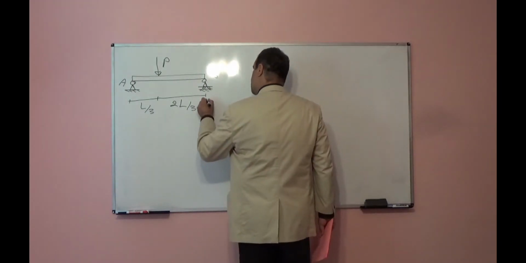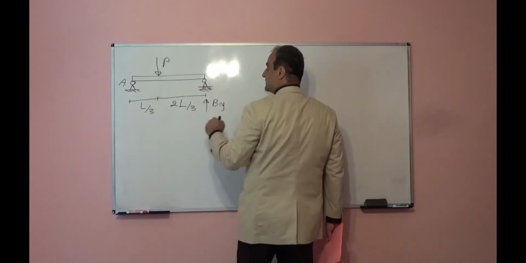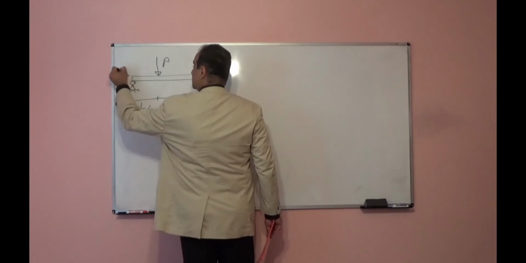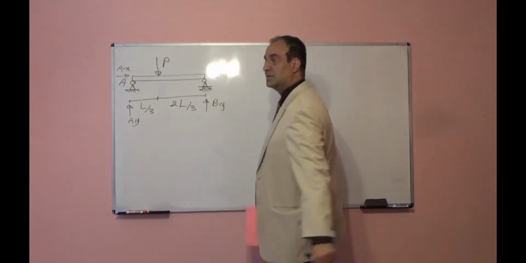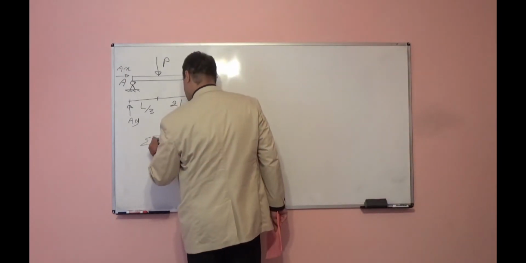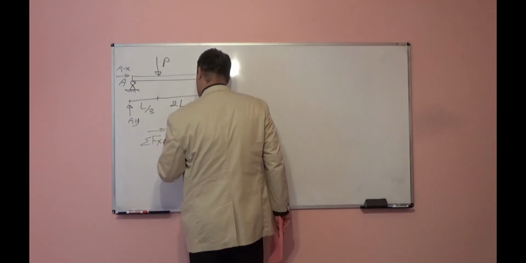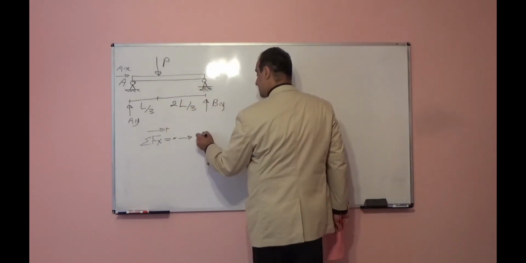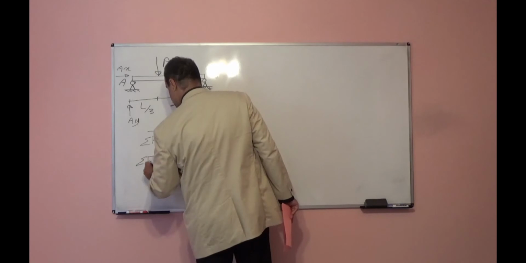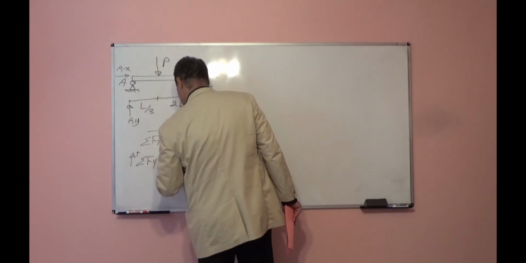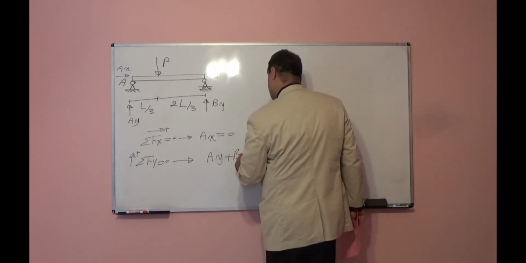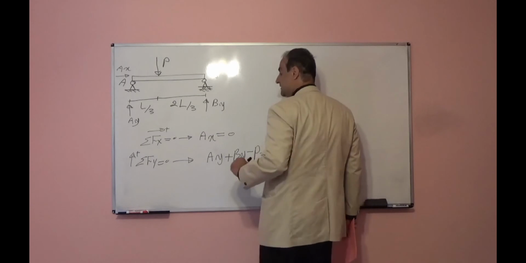Again, this will be BY, one reaction for roller support, two reactions for hinge support. Again, we can write three equilibrium equations. So summation of forces in x direction is equal to 0. From here I can write AX is equal to 0. Summation of forces in y direction is equal to 0. From here I can write AY plus BY minus P is equal to 0.